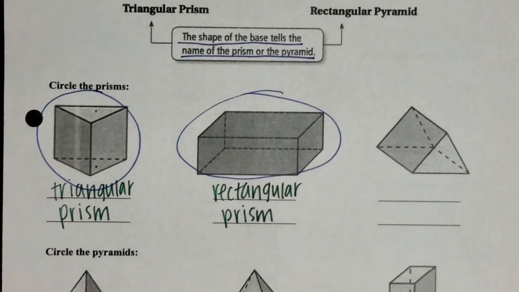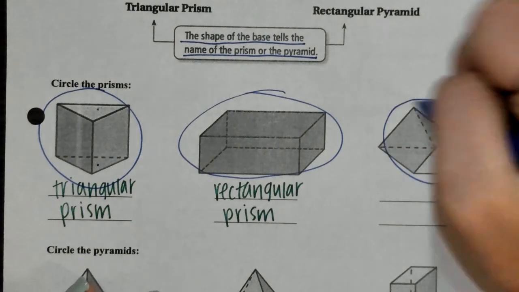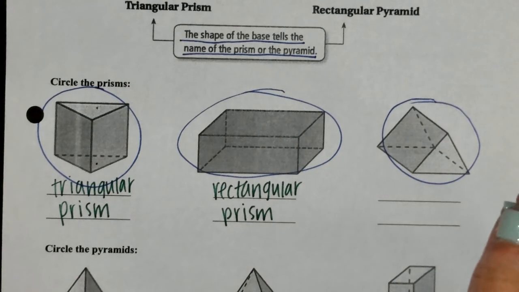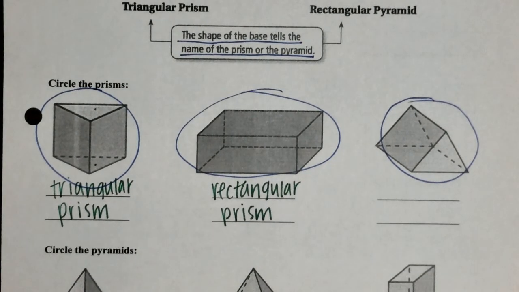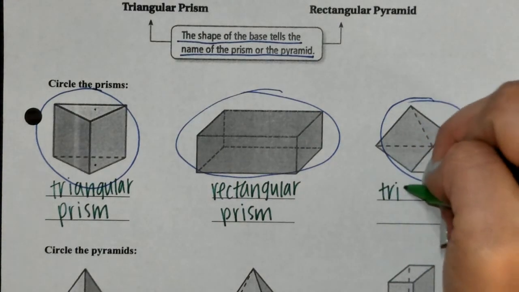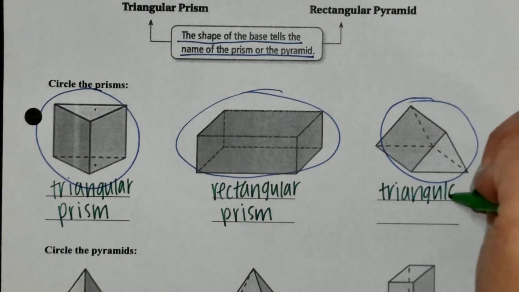And then what about this last one? Raise your hand if you think it's a prism. Raise your hand if you think it's a pyramid. Does it come to one point? No, it's a prism. All three of these are prisms. So what is this one called? Cameron. Triangular prism again. Good.